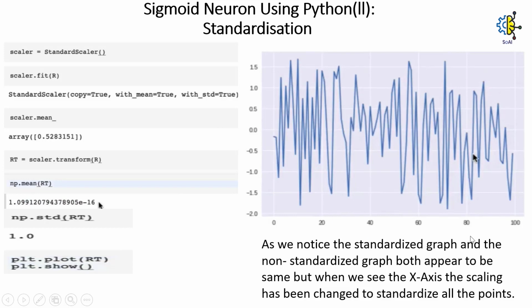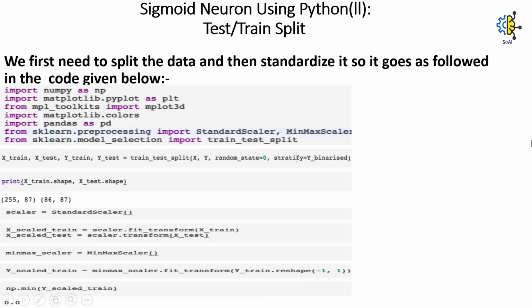As we notice, the standardized graph and the non-standardized graph both appear to be the same. But when we see the x-axis, the scaling has been changed to standardize all the points. So, train_test_split. We first need to split the data and then standardize it, so it goes as in the code given below.